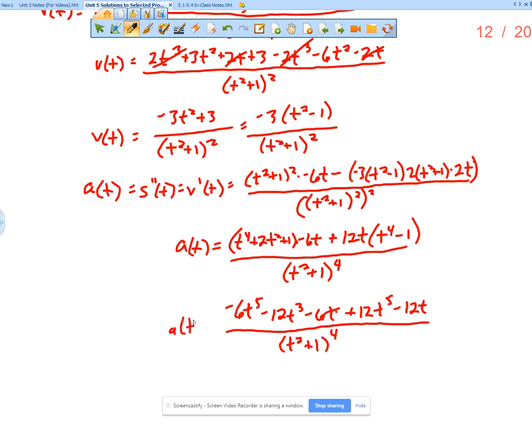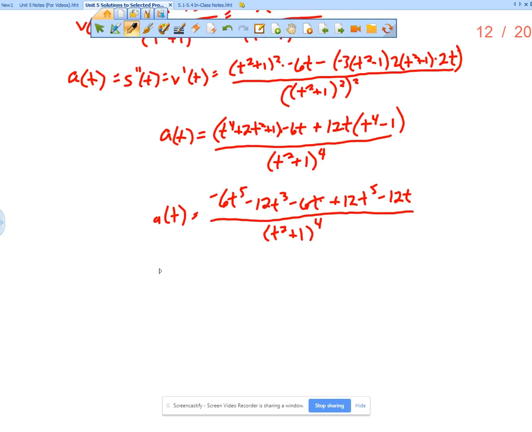So this is a of t, and then just a little bit of cleaning up to do. a of t is equal to negative 6t to the fifth and a plus 12t to the fifth, so 6t to the fifth. Then I've got my minus 12t cubed, and then I've got minus 6t minus 12t, so minus 18t, all divided by t squared plus 1 to the 4th. I will do the motion diagram in another video.